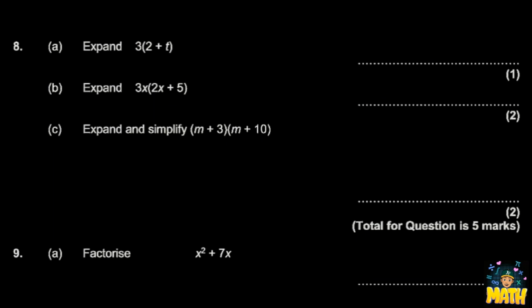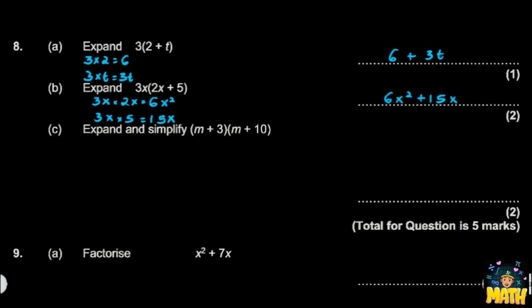Expand. So we're going to multiply the 3 with each of the terms that are in the bracket. So 3 times 2 and 3 times t, and then put them together. Then here expand again. We're going to multiply the term outside with each of the terms inside the bracket. So 3x times 2x gives you 6x squared. And then 3x times 5 gives you 15x. Then rewrite them, putting together all these two terms.